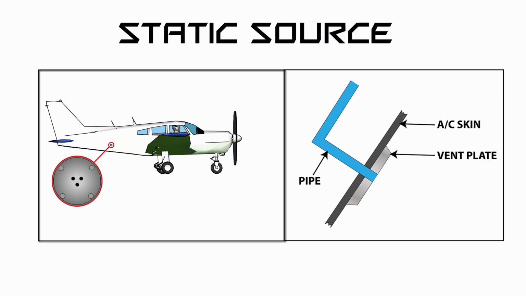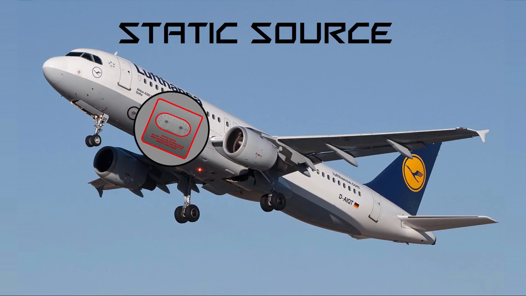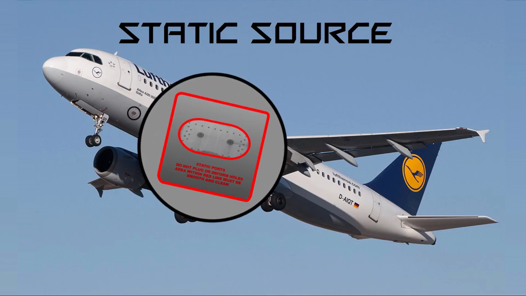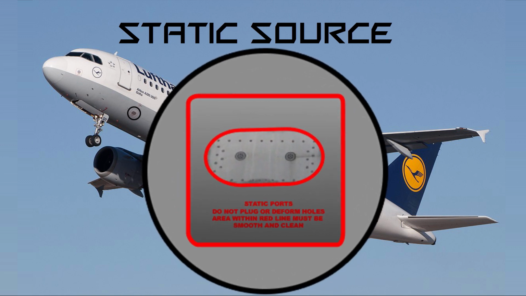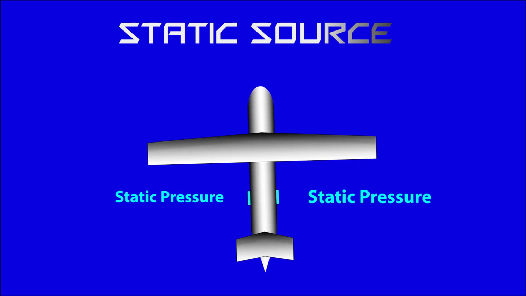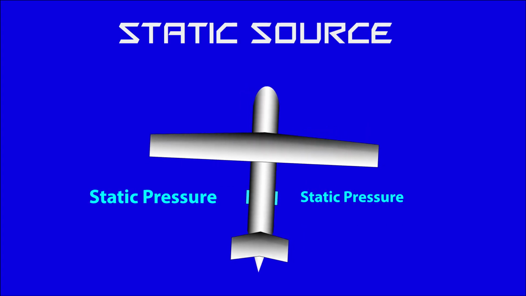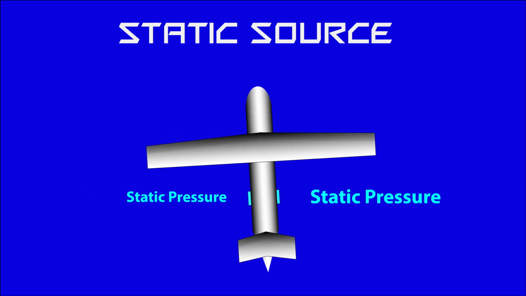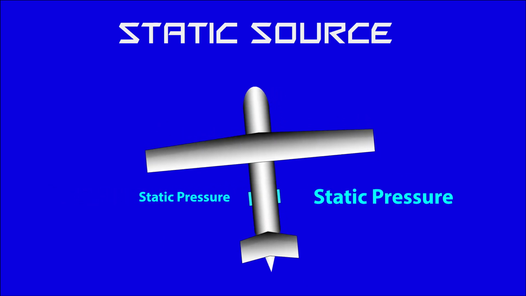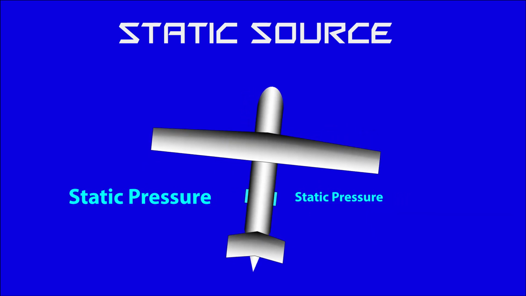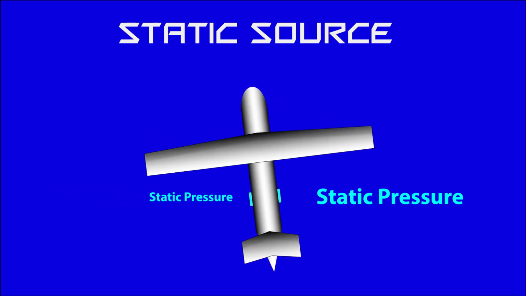Vent pipe connections are installed with a slight downward angle to ensure adequate drainage. It is essential that the vent plates are not painted, as this would impair their thermal efficiency, and a do not paint placard is often placed next to the static vent. The direction of the airflow around the static vent may vary as the airspeed and configuration of the aircraft changes and may induce errors known as position error or pressure error.